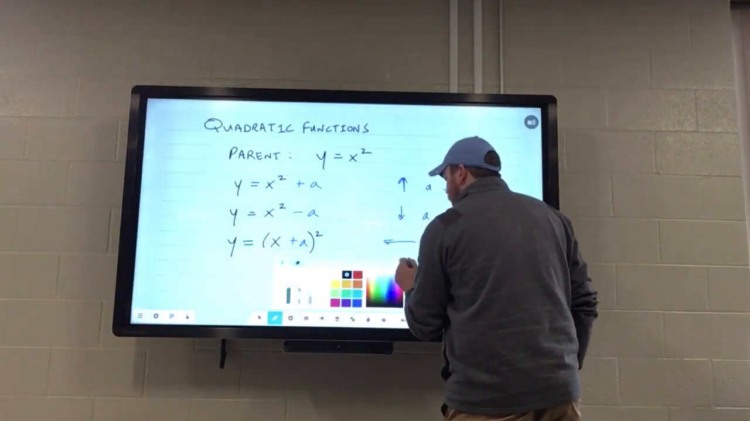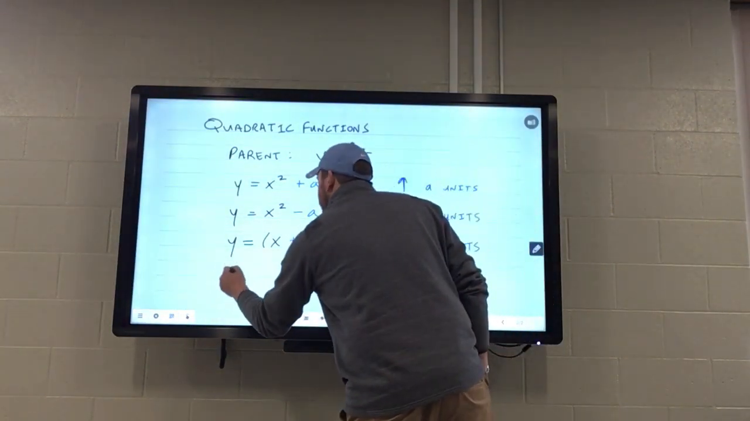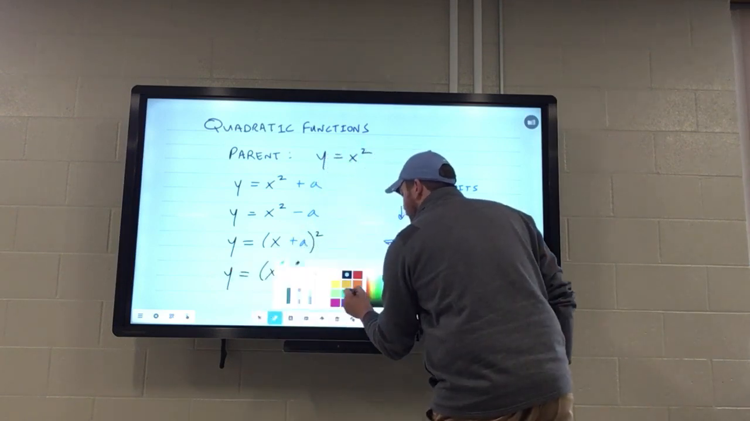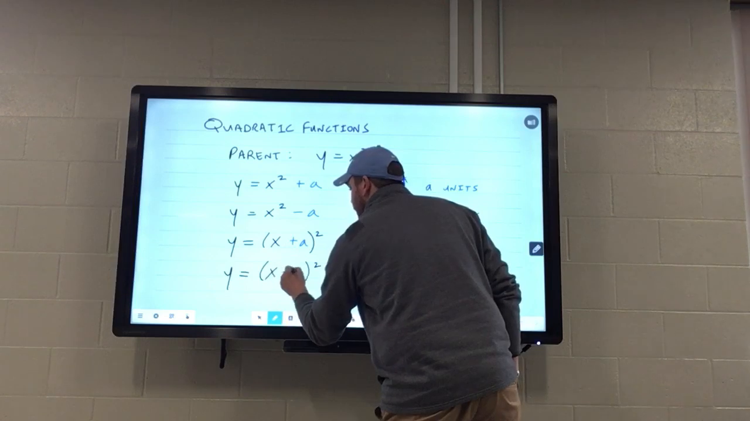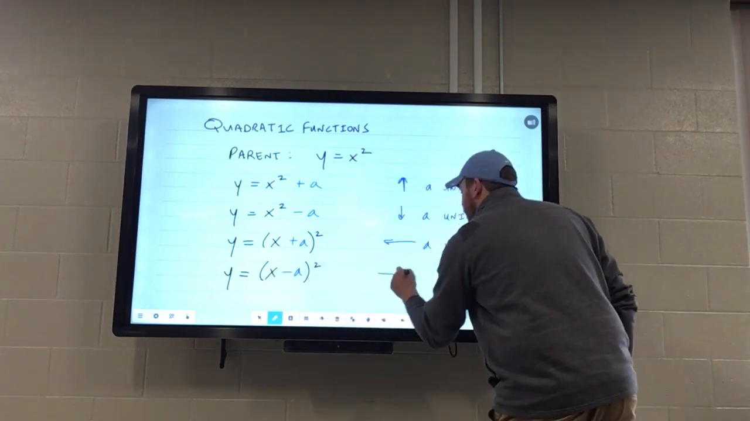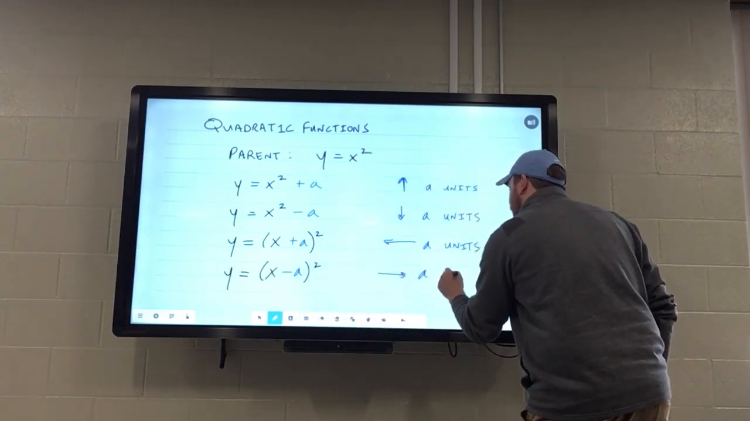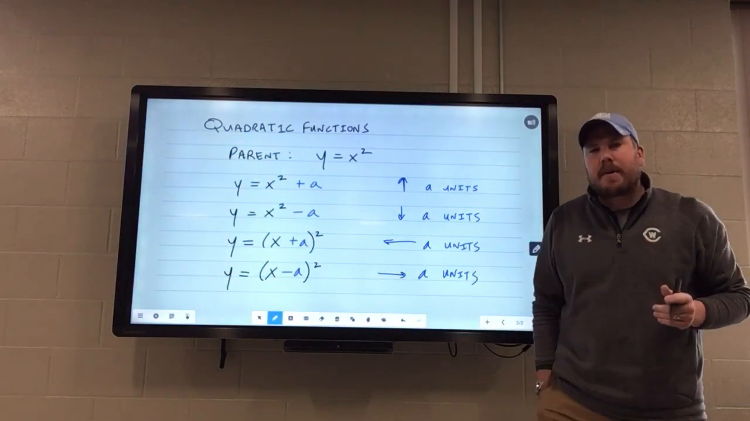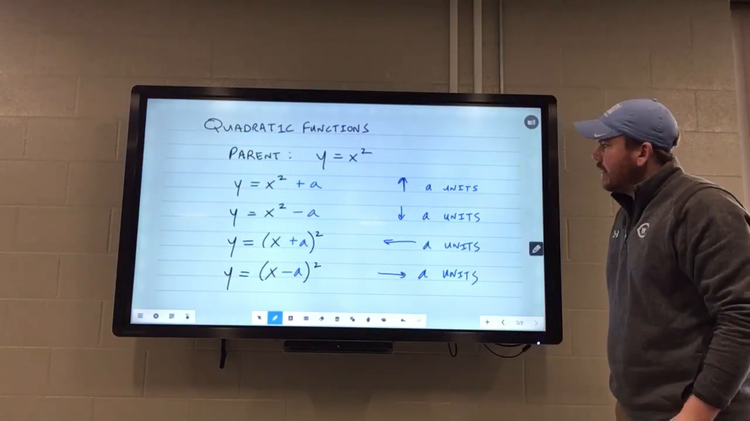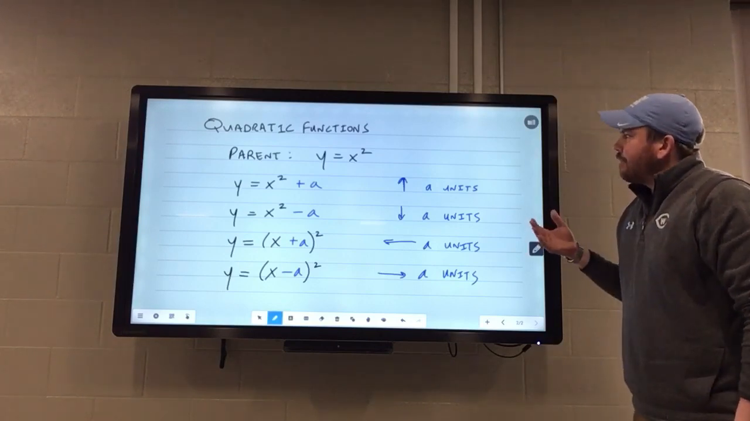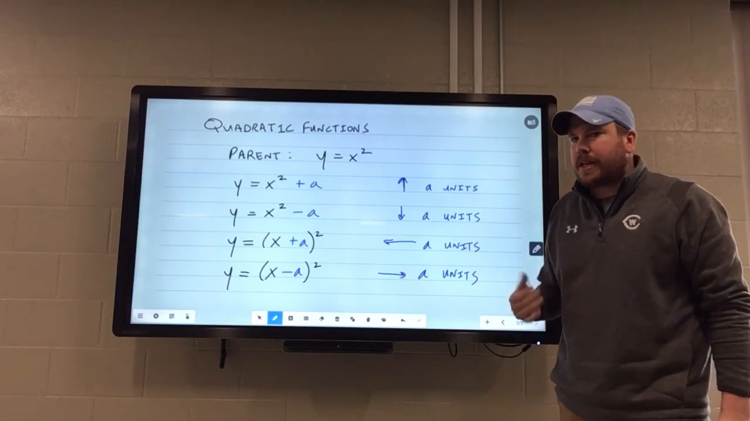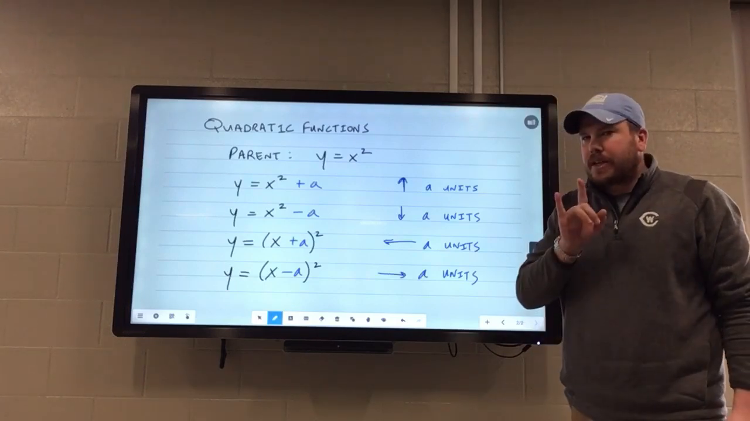And what you also saw is if I have those parentheses again, and I subtract some number a, that's going to move my graph to the right a units. So these are my horizontal and my vertical translations, all right? Now, here's the thing. We're going to put all of these together in just a minute into something we call vertex form. But before we do that, we got to look at two more things.